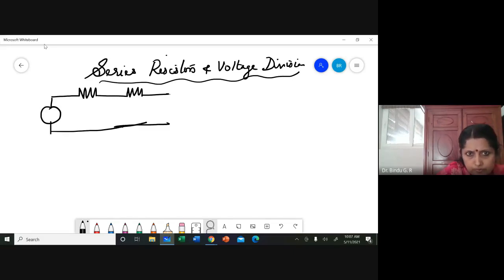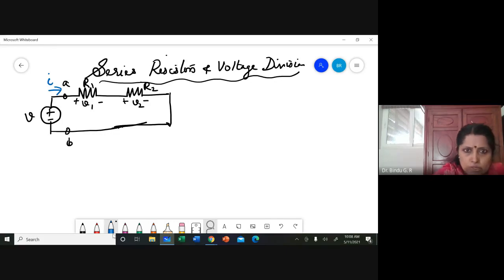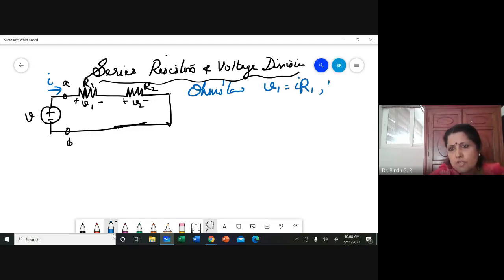So I'll have this: a source plus minus V, resistors R1, R2. I have terminals A and B. This is plus minus V1 across R1, plus minus V2 across R2, and I have a current I flowing. So if this is the case, by Ohm's law, you know that V1 is equal to IR1, V2 is equal to IR2, same current flows.